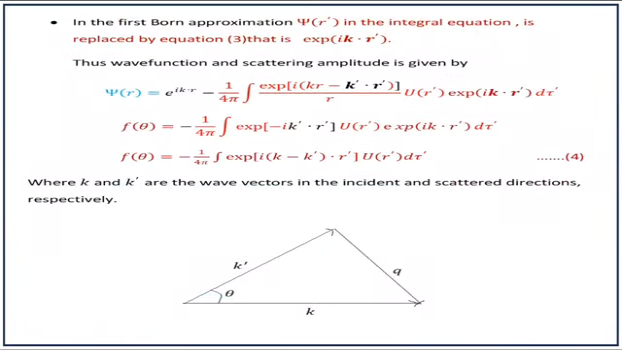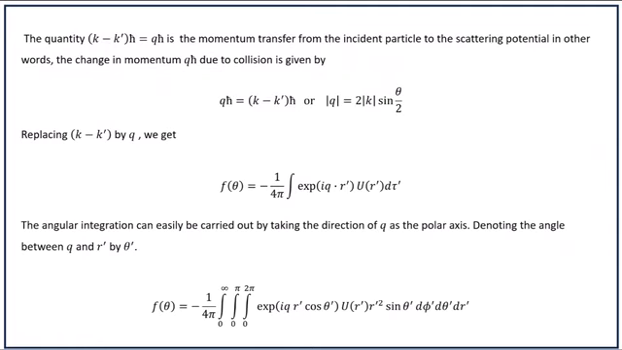k is the propagation vector along this direction and k dash along this direction. Their resultant is along this direction. This can be assumed as q. So k minus k dash is assumed as q. k minus k dash times h cross is equal to q h cross, the momentum transfer by the incident particle to the scattering potential. In other words, the change in momentum q h cross due to collision.